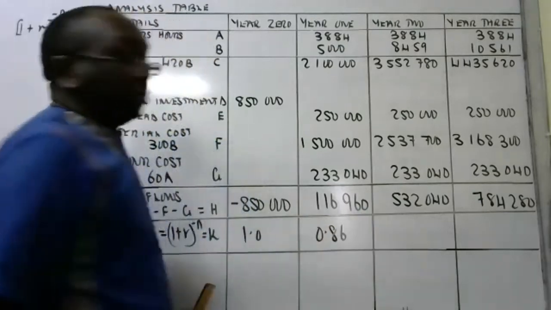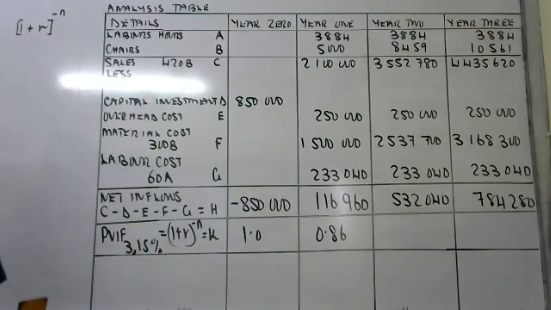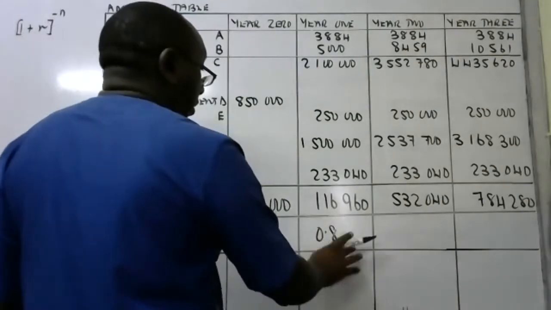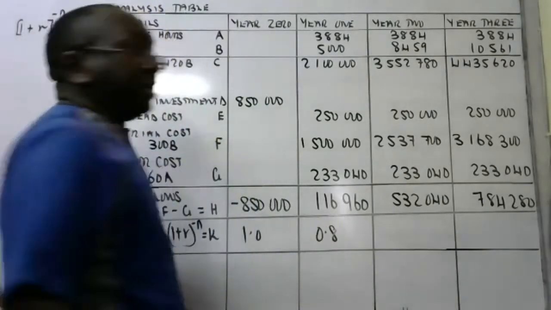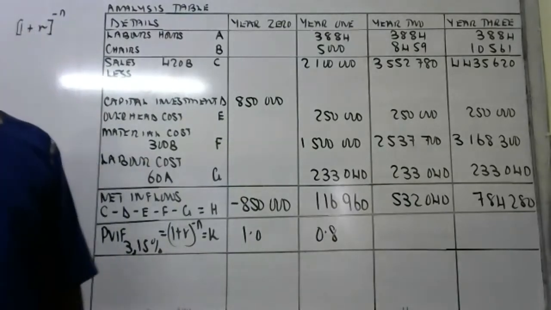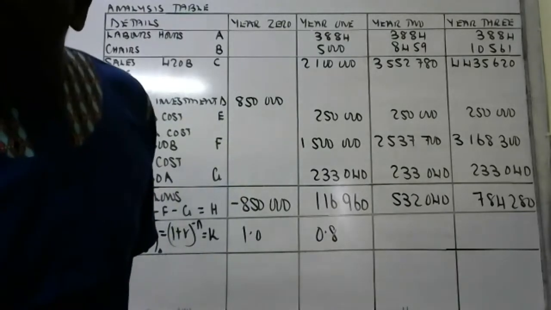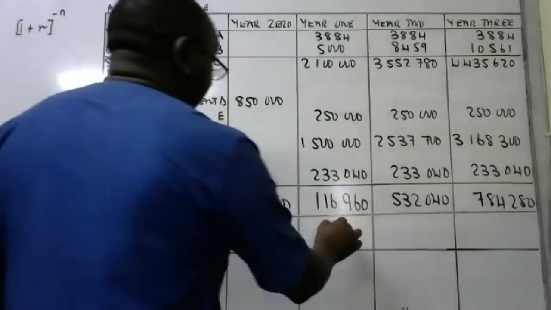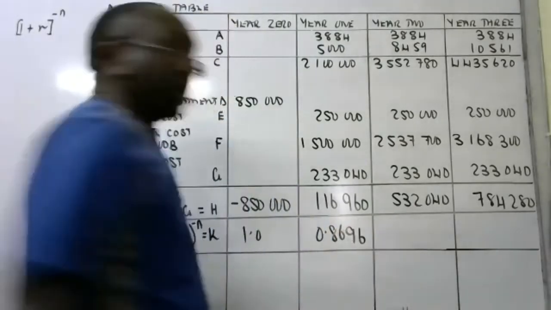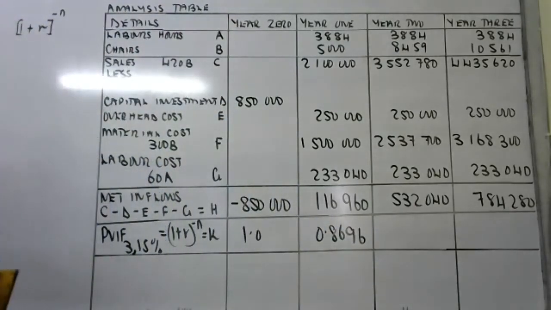So we can work with 2 decimals. 8.7. Although the standard tables will work on 4 decimals, eh? So we can work with 4 decimals. So 8.696. Yeah.